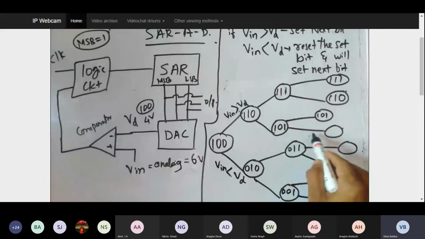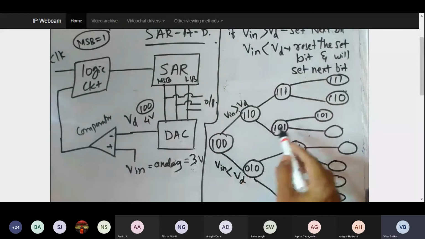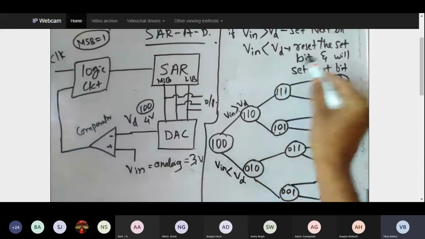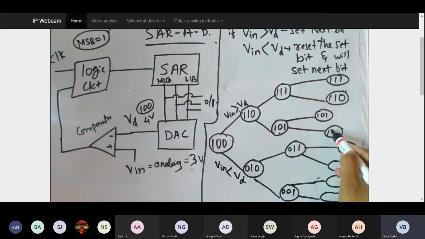Suppose Vin is less than VD. Again let's consider Vin as 3. Vin is less than this, because this is 5 and the input is 3 volt. So what am I going to do? When Vin is less than VD, reset the set bit. The set bit was this one, that bit I am going to reset and set the next bit. But there is no next bit beyond this. If I had taken a 4 bit A to D converter, I would get another value here and could apply that condition. But here I'm just going to reset the set bit, which I did, but unfortunately I don't have any further bit to set, so I'll stop it over here.